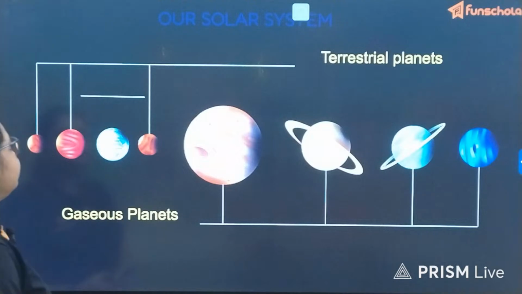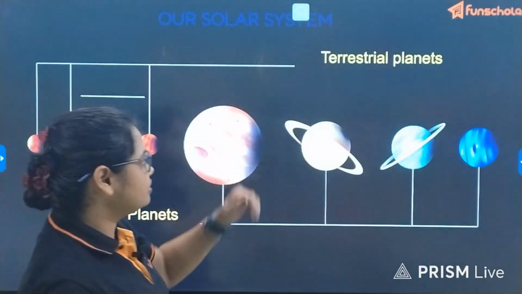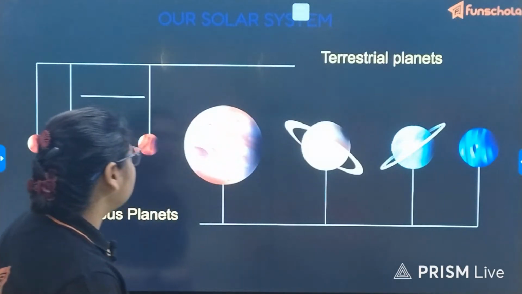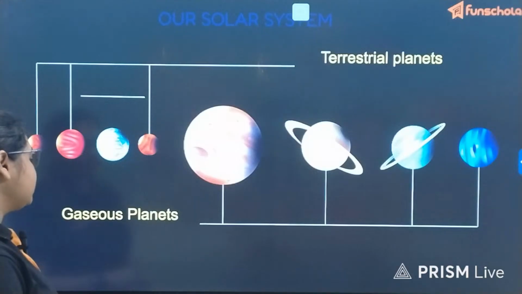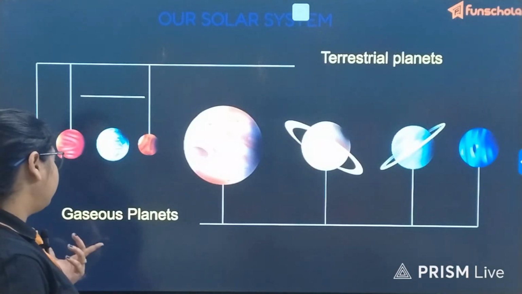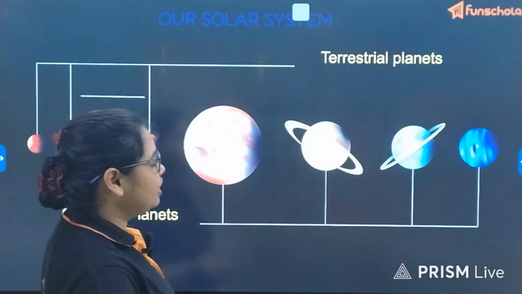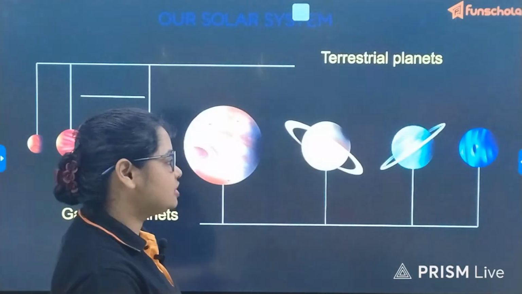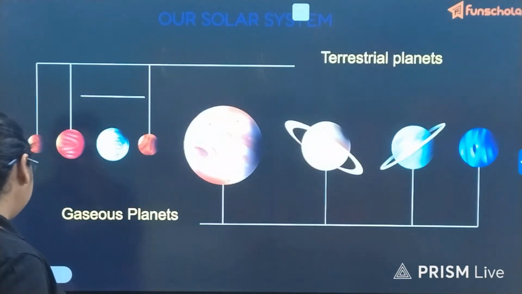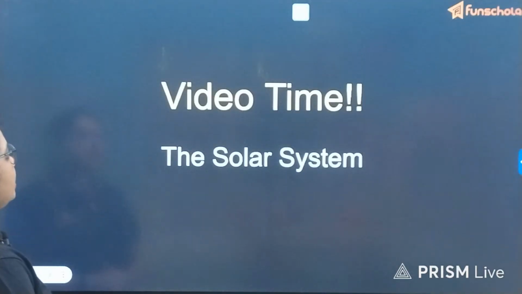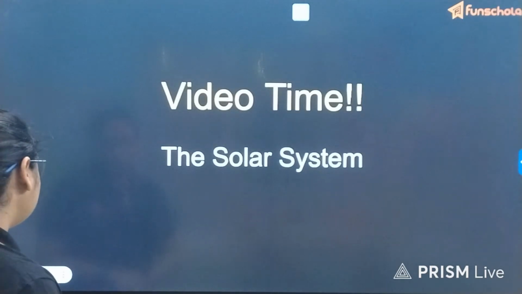So the first four planets, as I already mentioned before watching this video, are termed as terrestrial planets because they have a rocky surface, while the four planets beyond the asteroid belt are termed as gaseous planets because they are mostly made up of different types of gas. Now, next we have another video of the solar system.